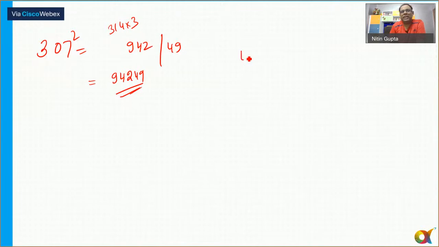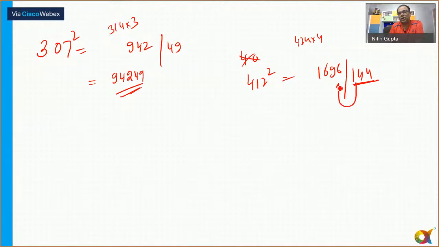If I need to calculate 412 square, 12 square is 144. 412 plus 12 is 424, and 424 into 4. So 400 into 4 is 1600. 24 into 4 is 96. So 1696. But the second part should be a 2-digit number, so this one will become your carryover, and it will be equal to 169744. So this is how you can find the square of any number. You can work on base 200, 300, 400, 500, 600, anything. And you can easily find the squares of numbers quickly without using pen and pencil.